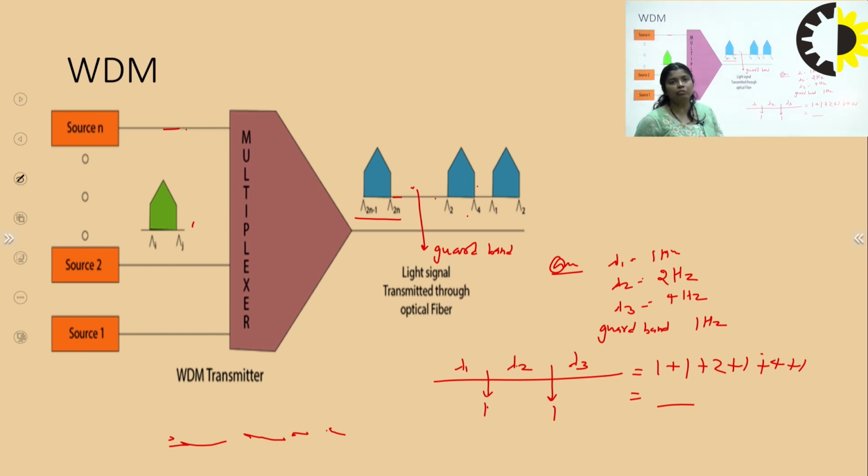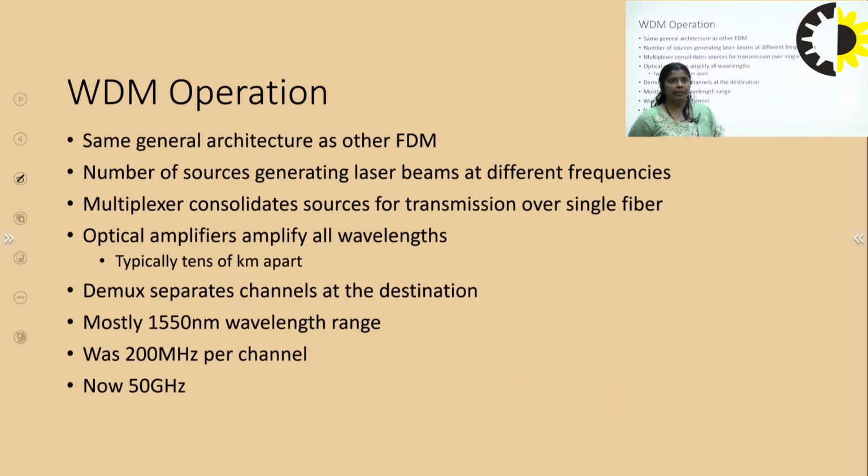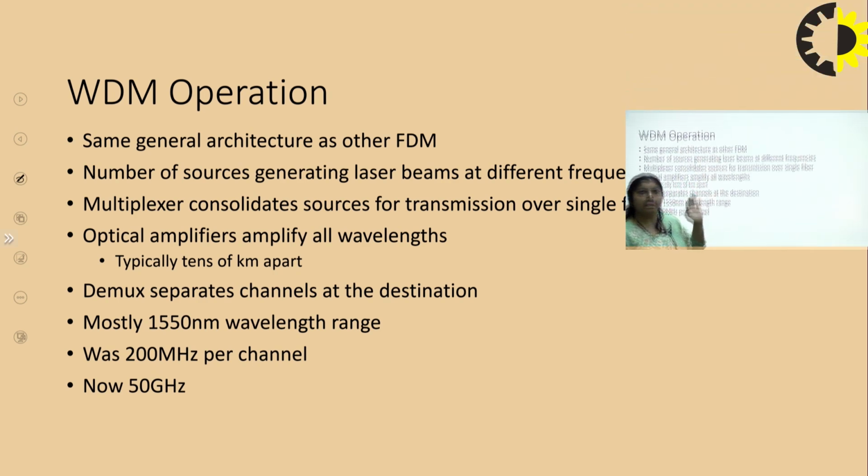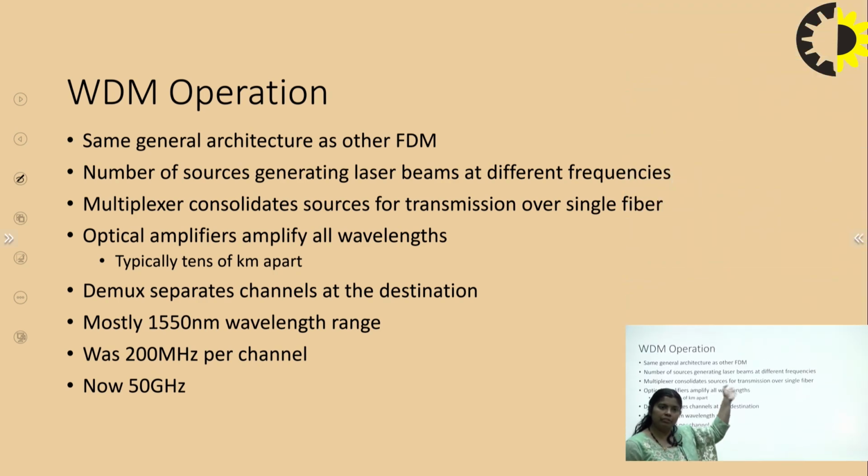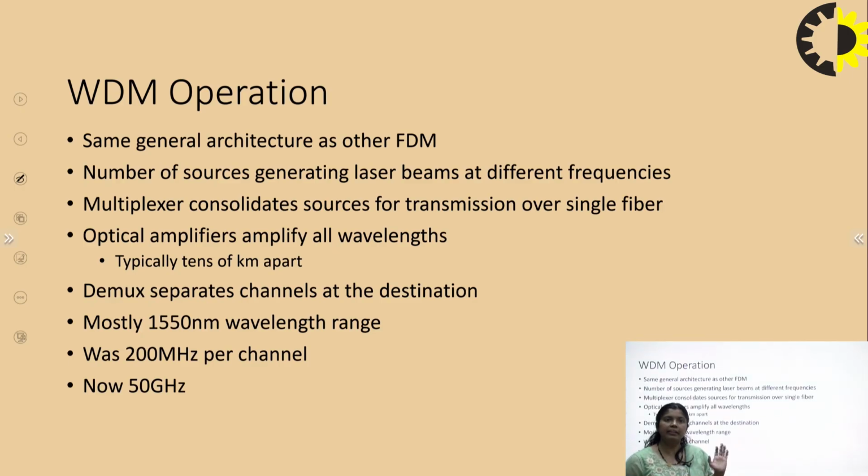The guard band can be 9 hertz, and it is always unused frequency. And the carrier frequency is always greater than the totality of all the frequencies traveling over the signal. See, this is the WDM. Now, the main WDM operation, just like FDM: a number of sources generate optical signals, and these optical signals travel over a shared medium.